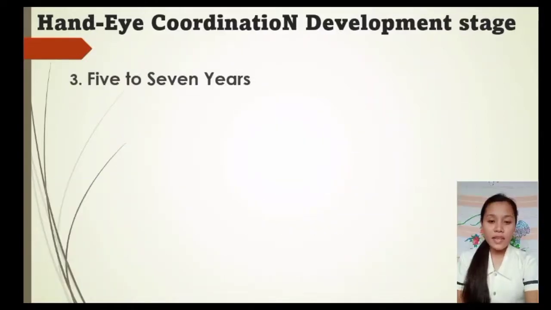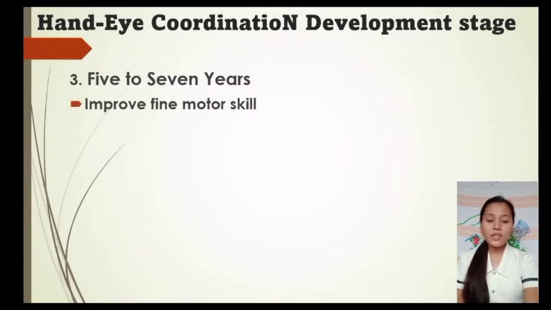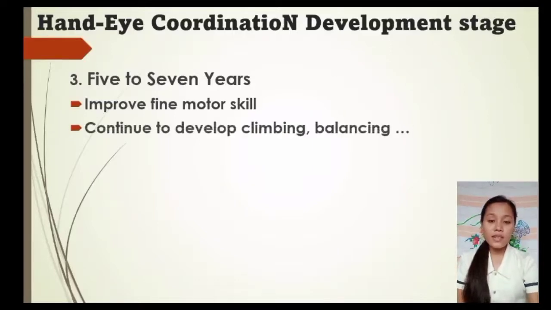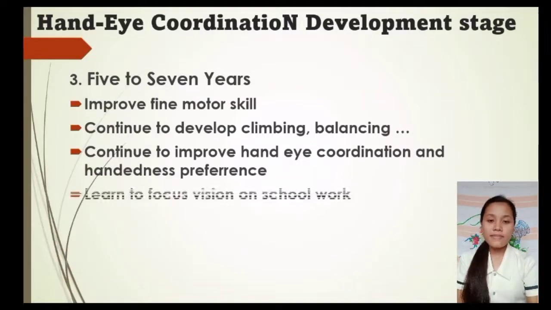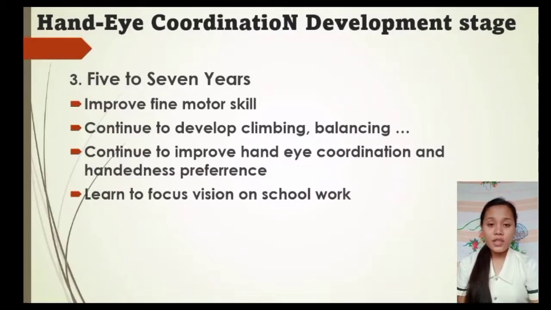The third stage is between 5 to 7 years old. In this stage, the children continue to improve fine motor skills such as handling writing tools and using scissors. Second, they continue to develop climbing, running, balancing, and jumping abilities. Third, they continue to improve hand-eye coordination and handedness preference. Fourth, they learn to focus on vision at school to work 4 hours every day.